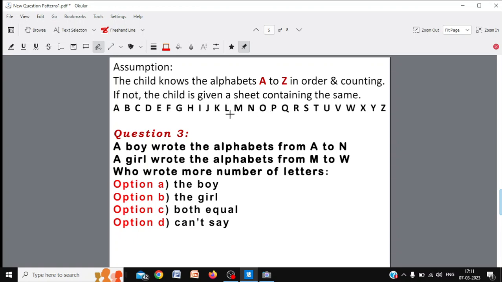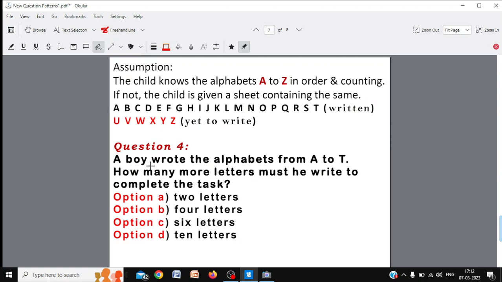Now again, we assume that the child knows the alphabet and counting. A boy wrote the alphabet from A to N. And a girl wrote the alphabet from M to W. So you have to count who wrote more. You count A to N, and you also count from M to W, and you can find who wrote more: the boy, the girl, both equal, or can't say.